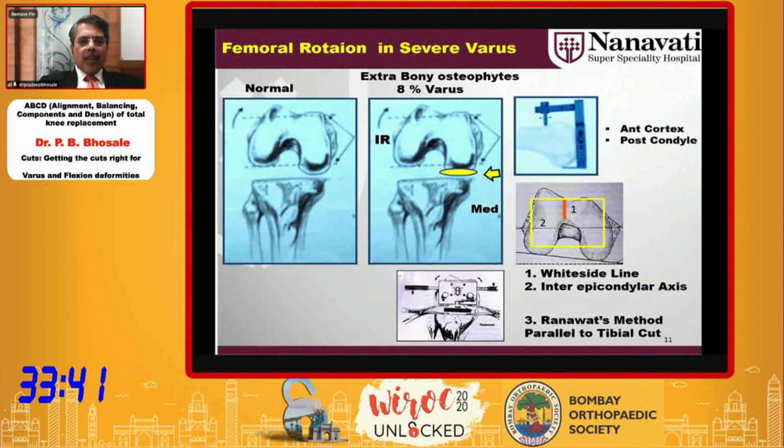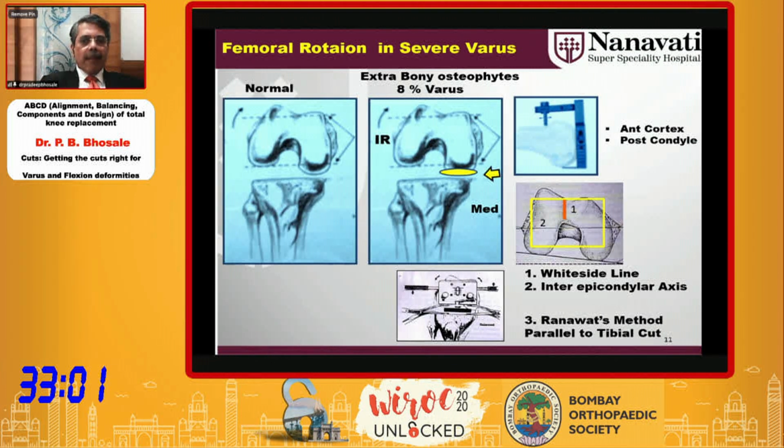Now, one very important point which is not very well described: in 8% of severe varus deformity, you can see on the medial femoral condyle there is some new bone formation. So this is something very interesting. 8% of severe varus, they have extra bone. So when you put your jig, because there is only one parameter, you put along the posterior condyle, so it tends to go into slight internal rotation.